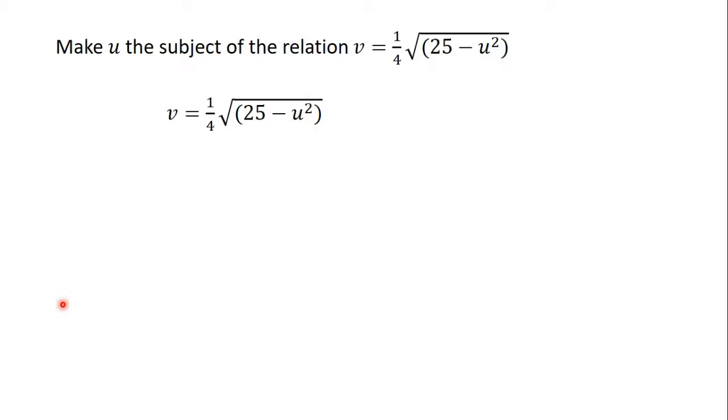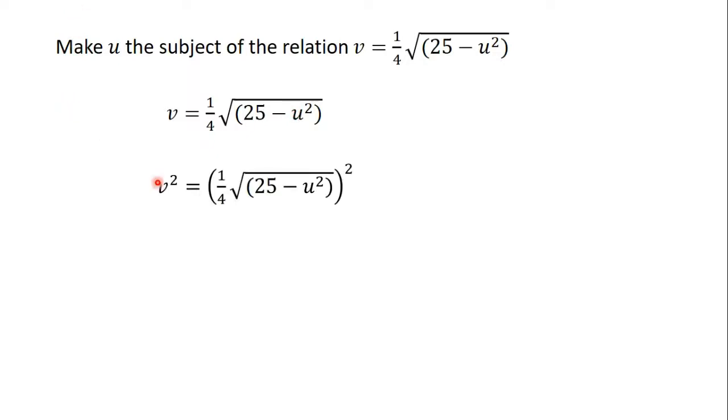Now, because the variable we want to make the subject of the equation is under a square root sign, what we have to do is square both sides of the equation in order to get rid of the square root, or clear the square root. So the first thing you need to do is, if the variable you want to make the subject of the equation is under a square root sign, square both sides of the equation to clear the square root sign. So that's exactly what you are going to do.